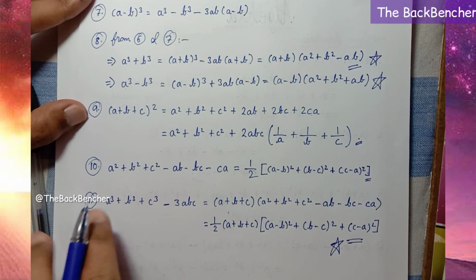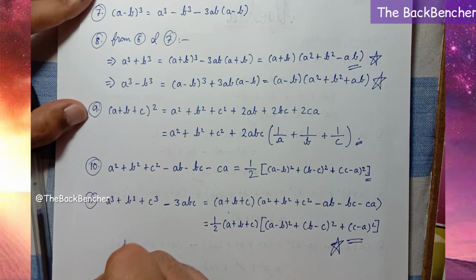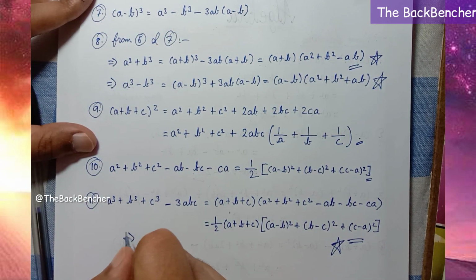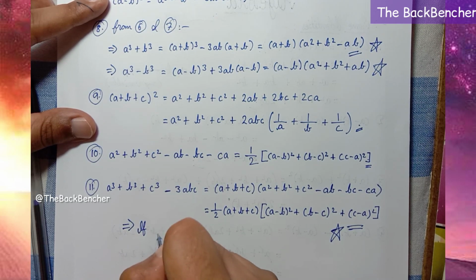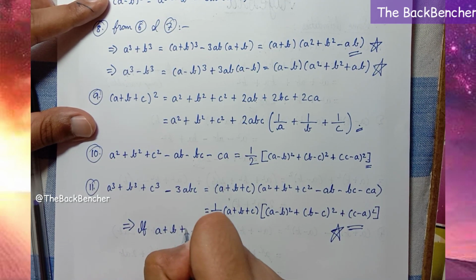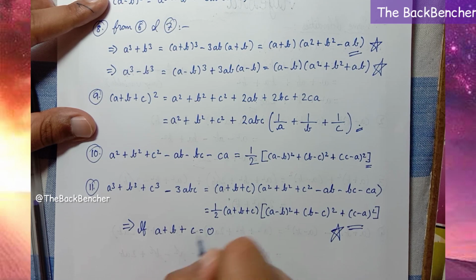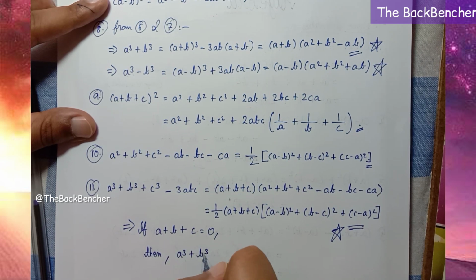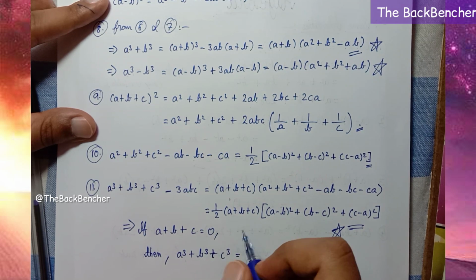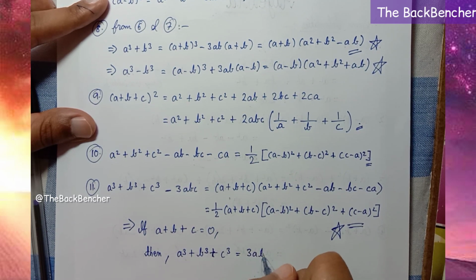Now we will further simplify that equation. If a plus b plus c equals 0, that means if you put the value of a plus b plus c, that is 0, in equation 11, you will get a cube plus b cube plus c cube equals 3abc. That will be the result.